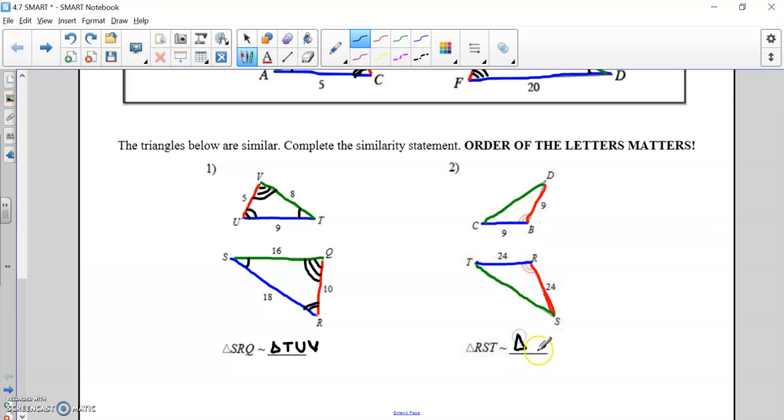I'm going to try starting with the triangle symbol. So B, because R matches with B. S is between red and green. So we're going to go R, red and green, and that's D. And then that leaves us with T, which is between green and blue. So we are picking C, which is also between green and blue. Okay, and that is our finished statement.